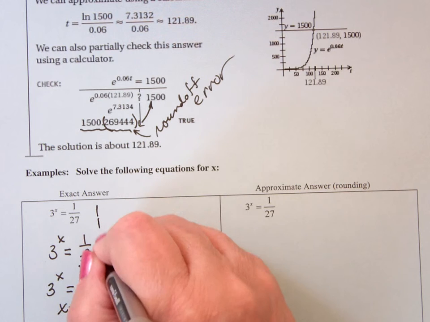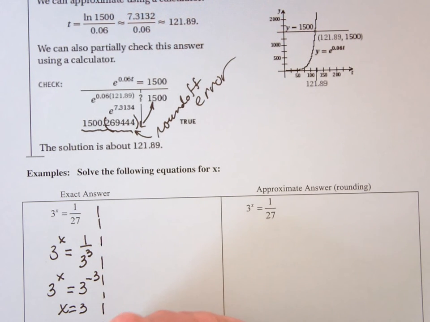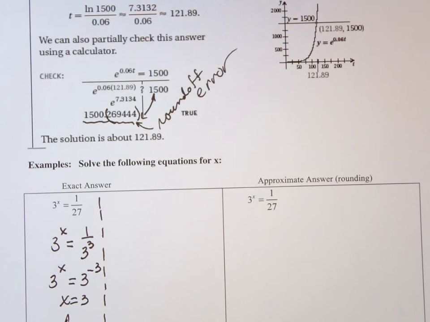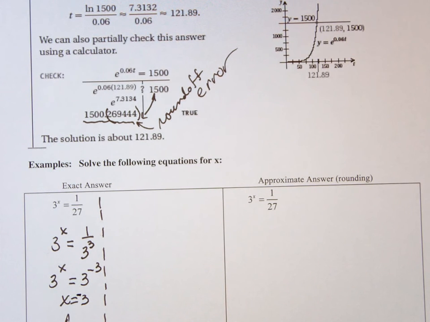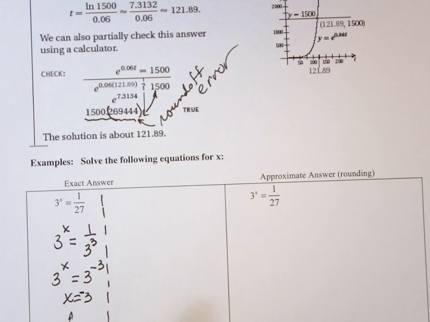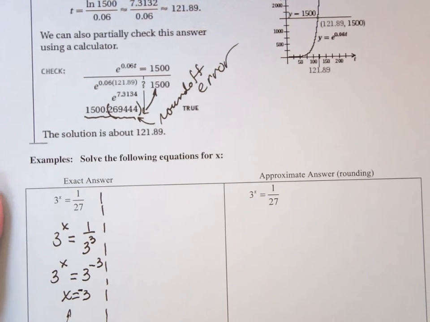Now, I'm going to leave some room here because I think I know what I meant by that. This is an exact answer. Negative 3, yes, thank you. That's an exact answer. Now, why would I do this? Undoubtedly, this is something that came from your book.